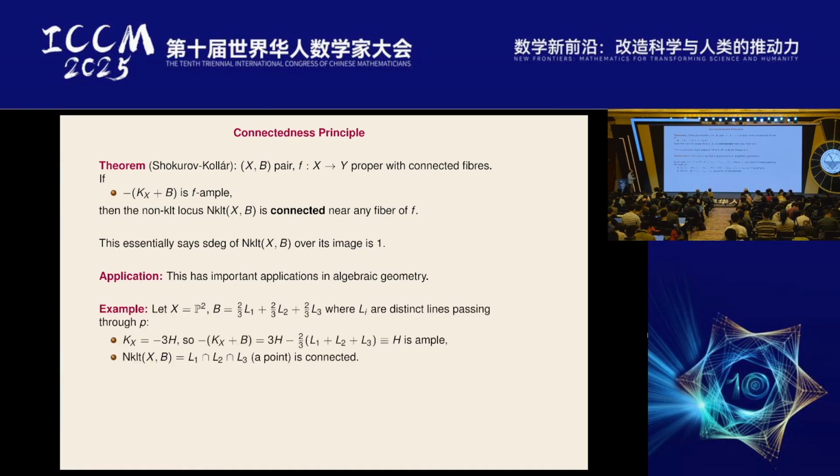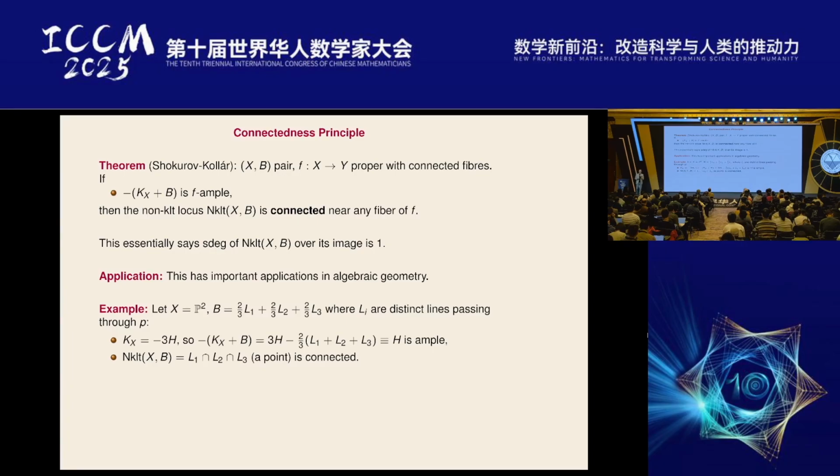Instead, let me just give you one, going back to one of the examples we considered before, where we had P2 together with this boundary divisor, 2/3 of 3 lines passing through a point. Then we can do some simple calculations. We can see that minus K plus B is, in fact, ample over the base. The base, remember, was just a point, since we just had projection onto a point. In this case, we can see that the non-Klt locus is exactly 1 point, and it is connected, of course.